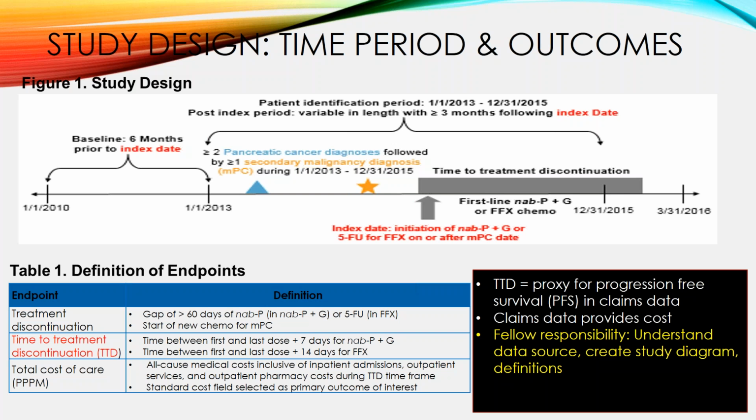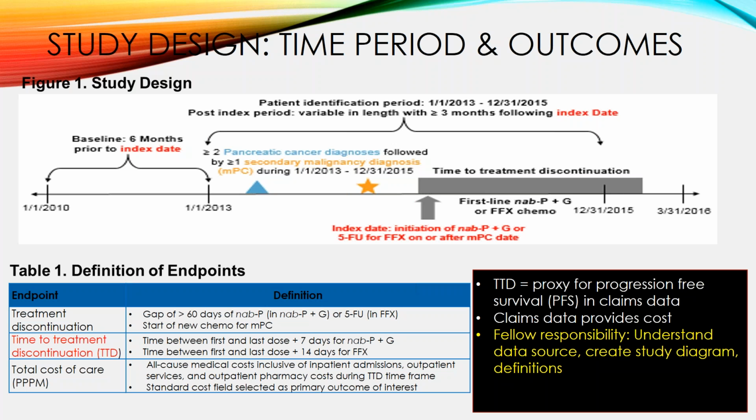Table 1 is the definition of endpoints. Like I mentioned, we're going to focus on time to treatment discontinuation as well as total cost. And time to treatment discontinuation, why are we using it? What is this time to treatment discontinuation? Well, in oncology, 2 main clinical outcomes are overall survival, which is how long a patient lives, as well as progression-free survival, which is how long they're in remission until they have a relapse.